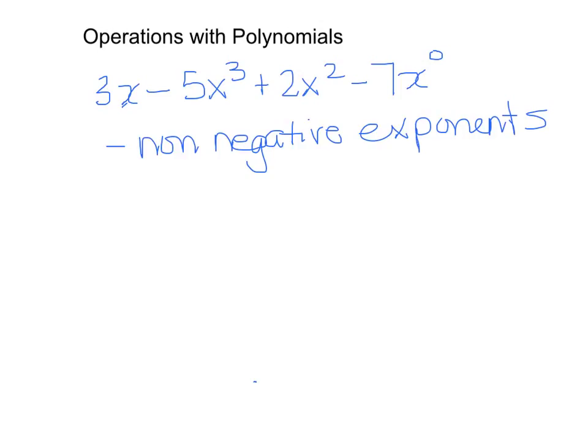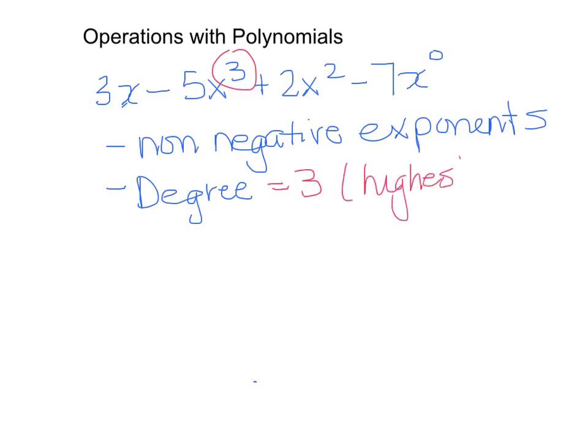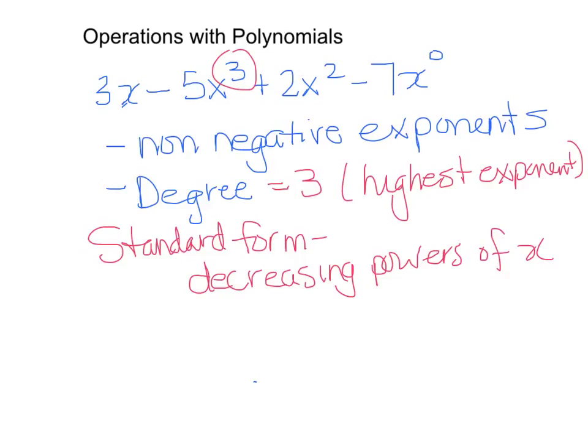Okay, then of course the other idea is the degree of a polynomial is the highest power on any given term. So we're looking here at the highest power 3, so this one's degree is equal to 3. So it is always the highest exponent. Alright, and of course we have to put it in standard form where you have decreasing powers of x. Okay, so if I wanted to rewrite this one, you're going to start with the negative 5. Remember, the negative stays with that 5, plus 2x squared minus 7, I don't need the x to the 0, plus 3x.